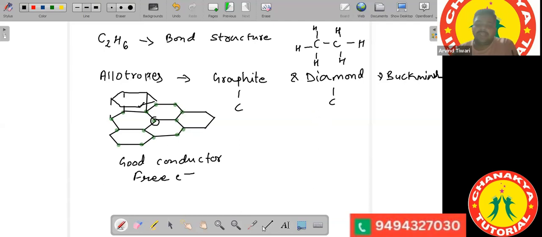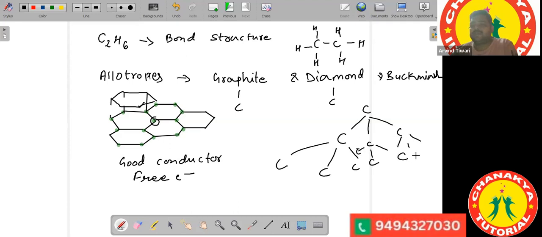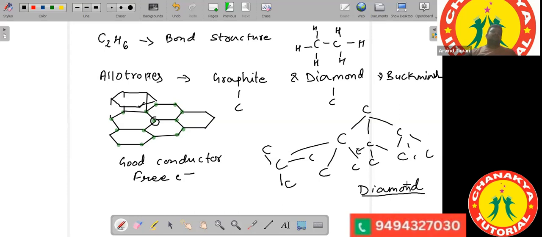But if you see the diamond, each carbon is linked to four other carbon atoms in the form of a tetrahedral shape, giving rise to rigid three-dimensional structures. You can identify this carbon is linked to four carbon atoms: one, two, three, four. Every carbon here is linked to four other carbon atoms. This is the structure of diamond, and hence no electrons are free in diamond. Therefore, diamond cannot conduct electricity, whereas graphite can.